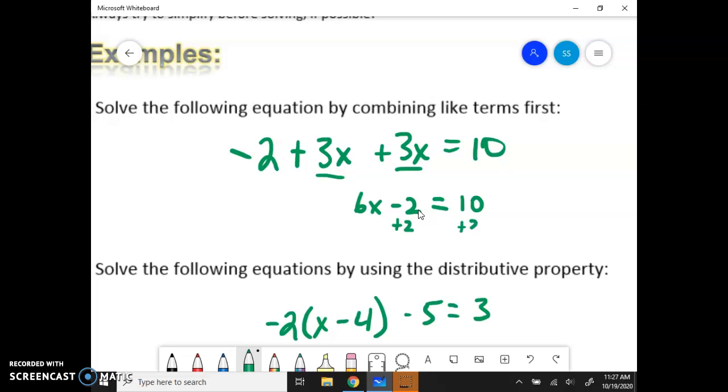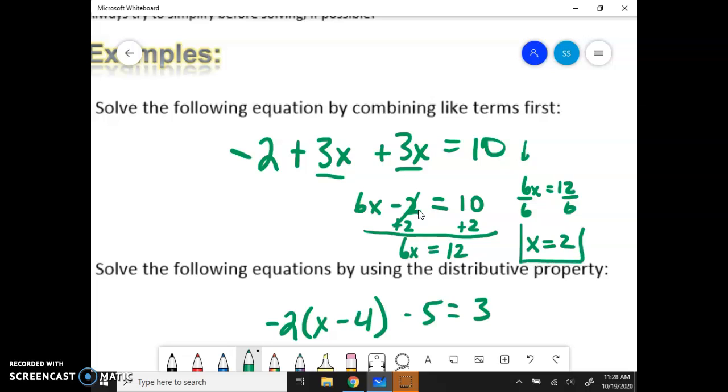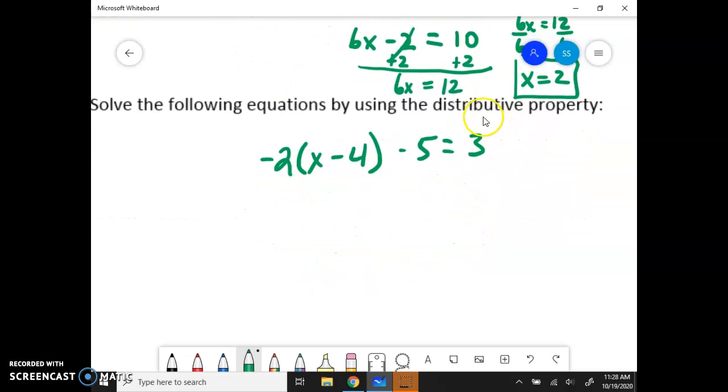You do it to one side, you have to do it to the other side. It cancels out on the left side. We drop down 6x is equal to 10 plus 2, which is 12. Last step, divide both sides by the coefficient in front of x. So we divide by 6. 6 divided by 6 is 1, so we're left with 1x, and 12 divided by 6 is 2. Nothing really new, just putting it all together.